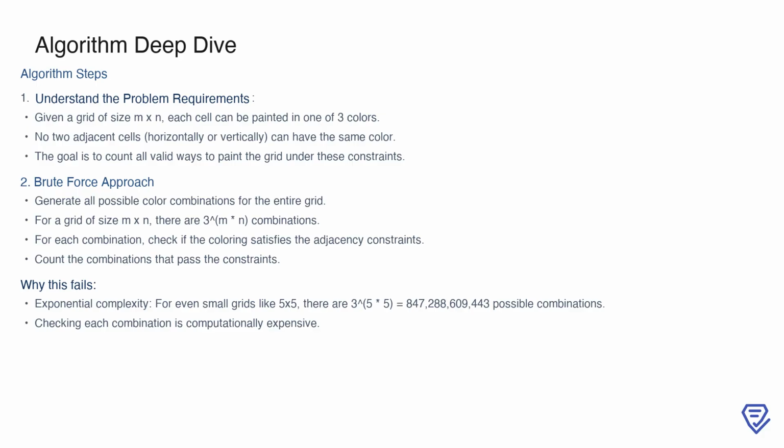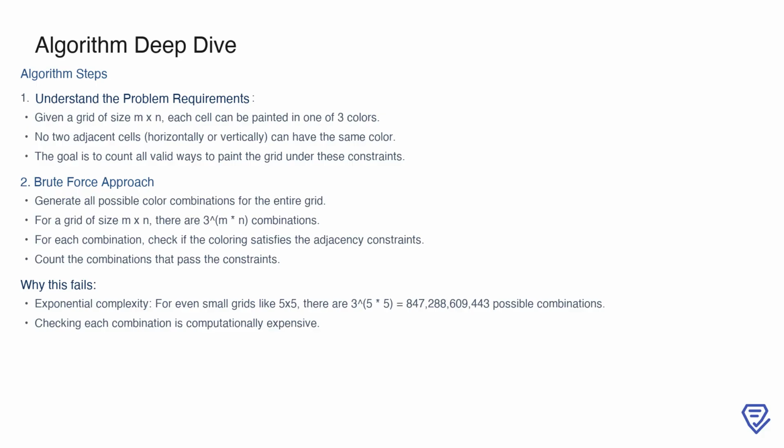Now, a brute force approach might seem like a natural first step. This would involve generating all possible color combinations for the entire grid. Since each cell has three color choices, for a grid of size m by n, there are 3 raised to the power of m multiplied by n combinations. We would then check each combination to verify if the adjacency constraints are satisfied and count the valid configurations.